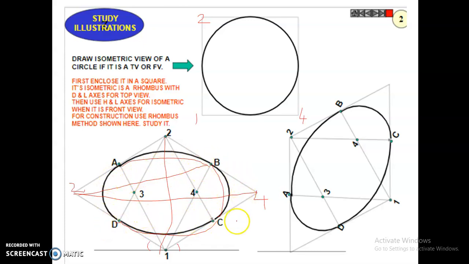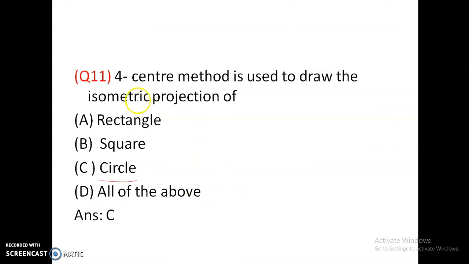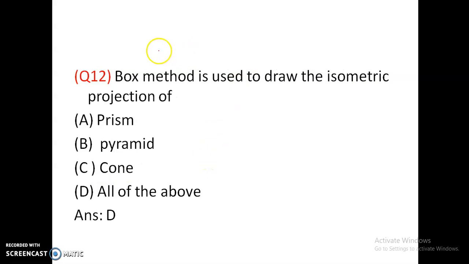There are a lot of methods available to construct the ellipse: eccentricity method, oblong method, concentric circles method. But using this 4-center method, we are drawing the ellipse in isometric projection. So the 4-center method is used to draw the isometric projection of a circle. The box method is used to draw the isometric projection of prism, pyramid, cone, all of the above. So all can be drawn using the box method.